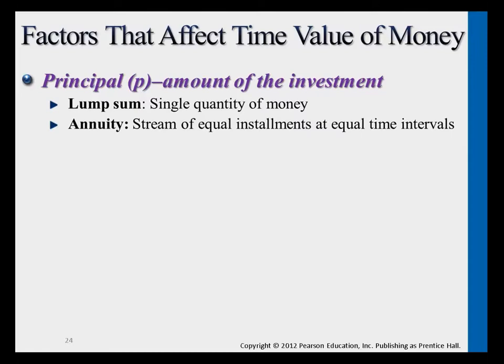Lump sum is just a single quantity of money. It's as a lump, one amount, one large amount of money. What annuity is, it's a stream versus just one lump. Annuity is a stream of equal installments at equal time intervals.